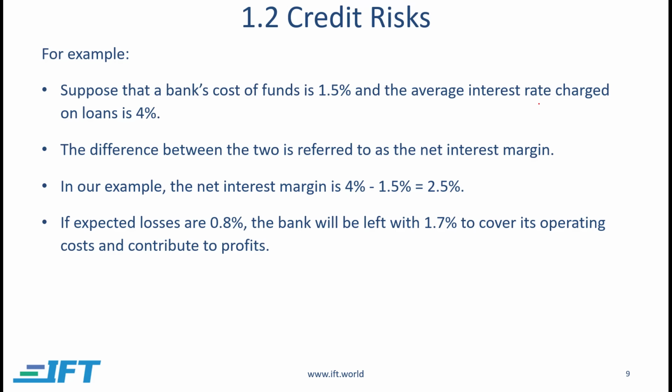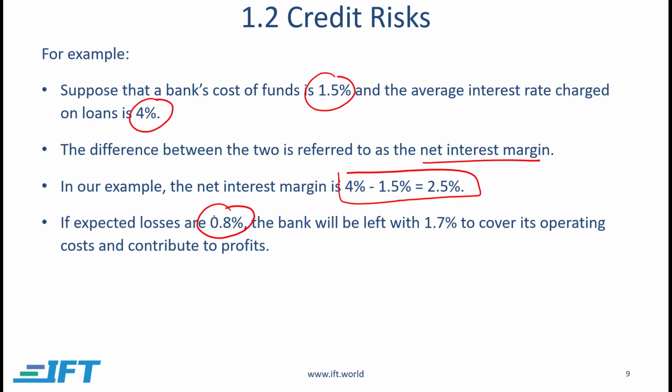So let's say a bank is charging 4% to borrowers on their loans, and the cost of that money, which they have to pay to the depositors, is 1.5%. So the net interest margin will be 4 minus 1.5, which is 2.5. Now let's say 0.8% of the loans are going to default, right? So from your net interest margin of 2.5 minus 0.8, you're going to be left with 1.7%, and this is going to be your income to cover your operating costs and then contribute towards profits. So this is how commercial banking works.